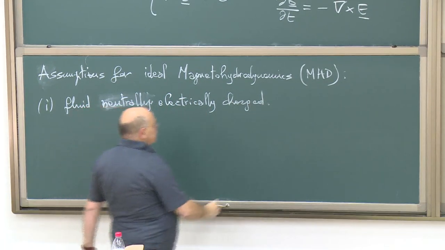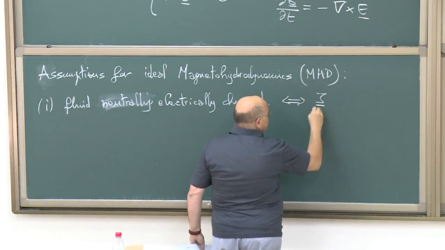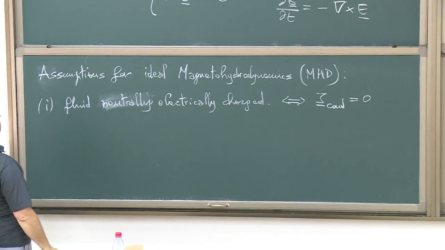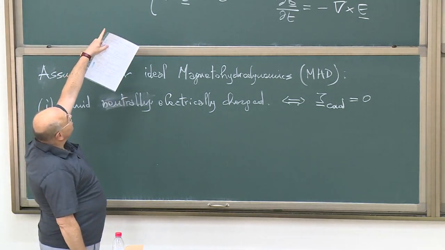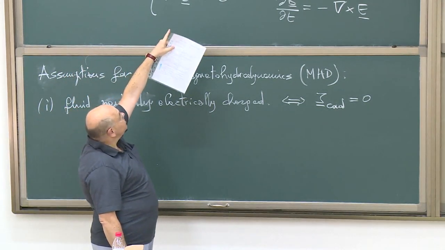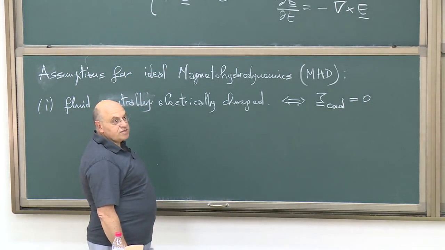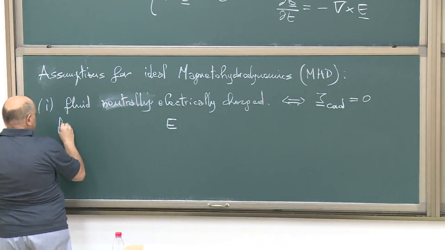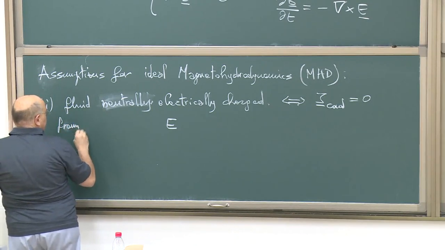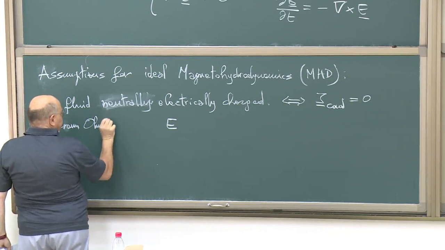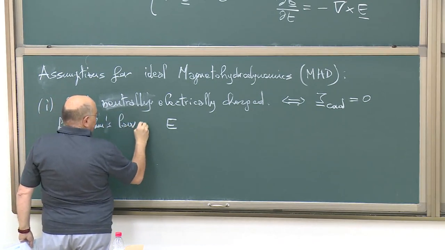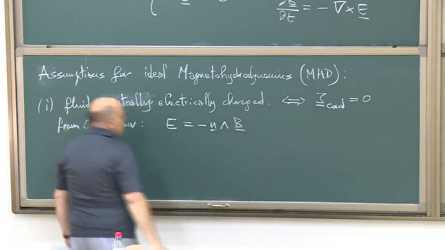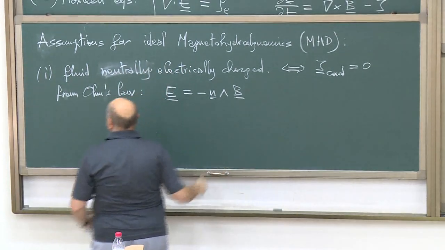So that means that J due to conduction is zero. Immediately we have from Ohm's law that if that is zero, then there is a direct relationship between E and the field transported by the fluid. So we have from Ohm's law, E will be minus U cross B.